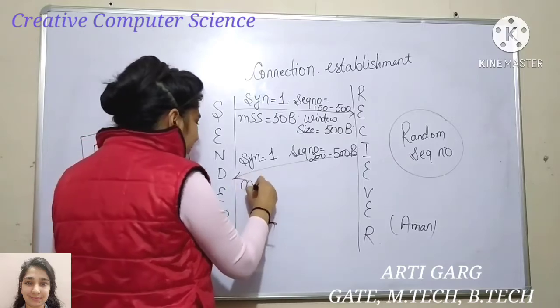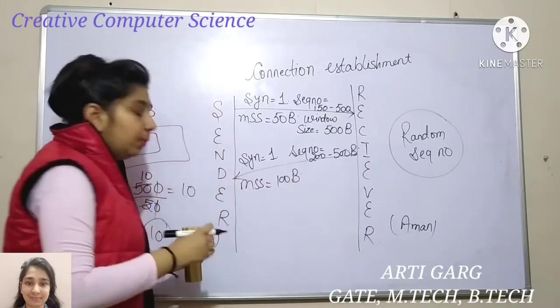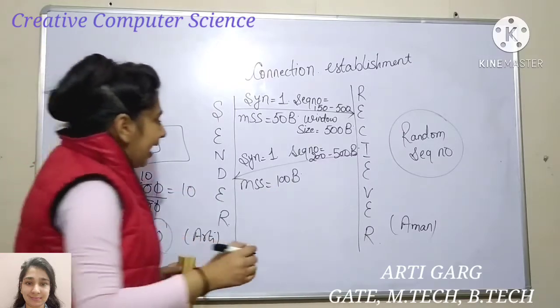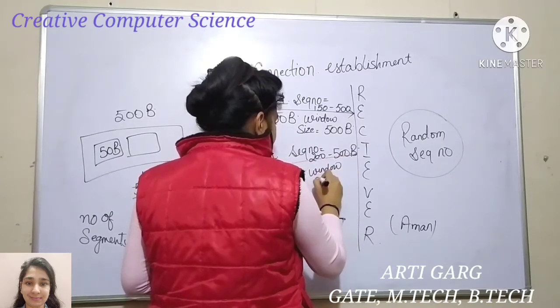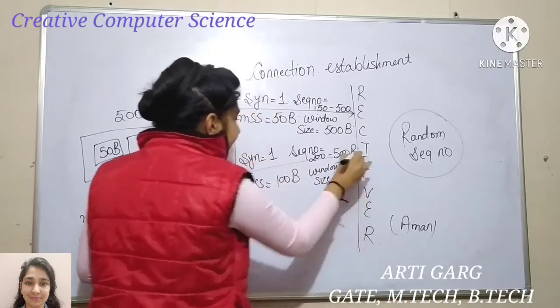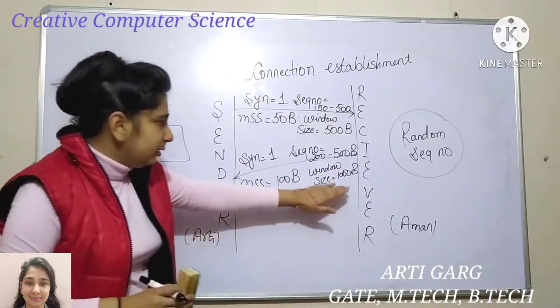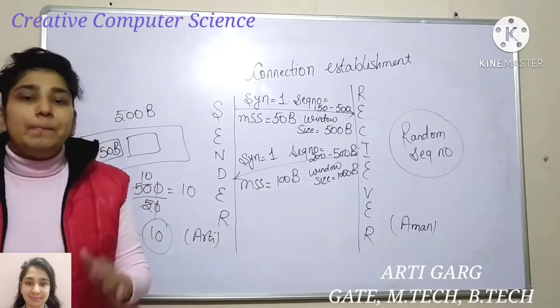It will say that my segment size is 100 bytes. My one segment size is 100 bytes. And my window size is 1000 bytes. It says that my total buffer size is 1000 bytes and my one segment size is 100 bytes.